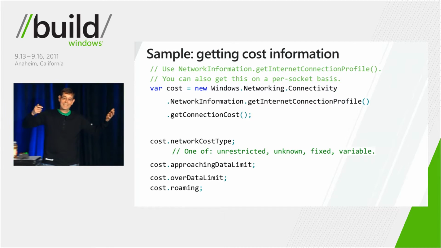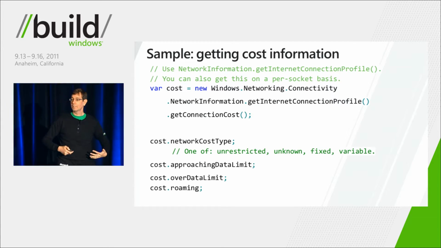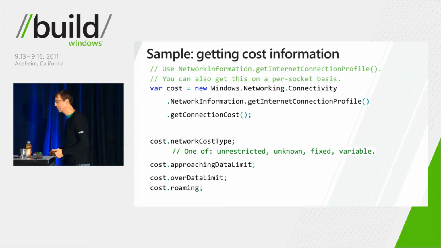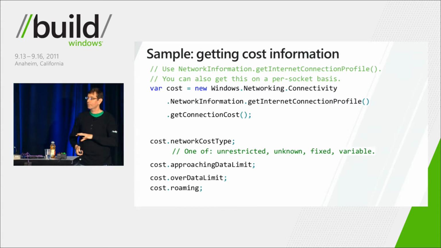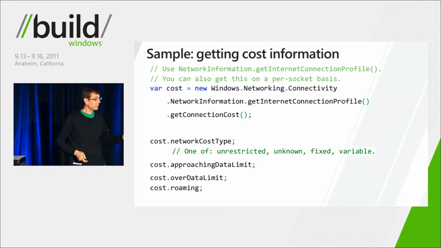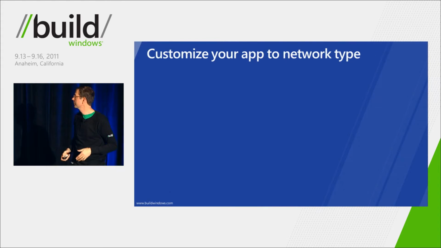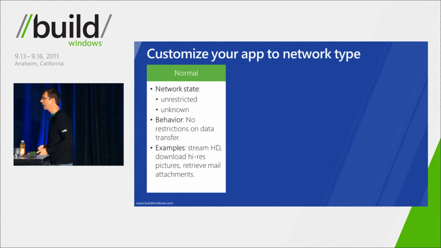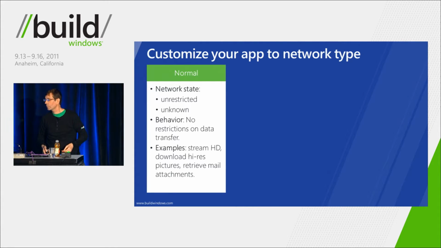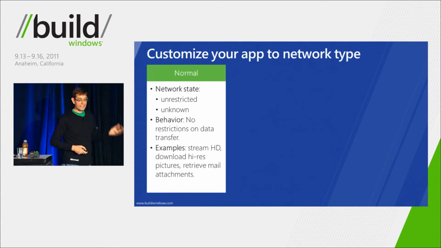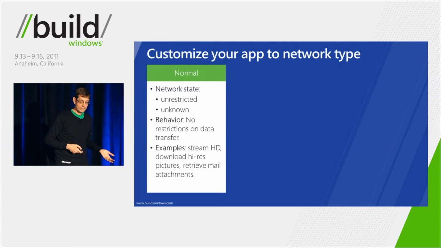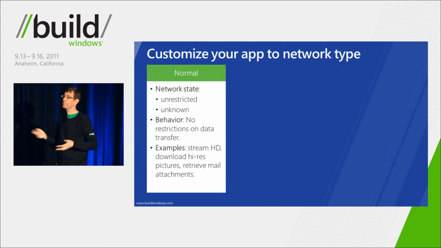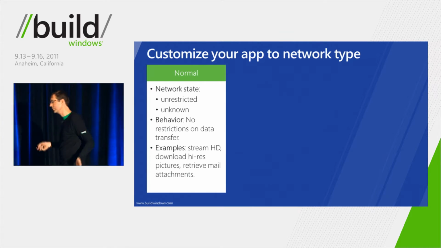All right, so this is raw data. But we need to make a decision about what to do with this raw data. In my sample app, I made some choices, and let me share with you the choices that I made. When I customized my app to the network type, I split it into 3 networking states, and one was normal. I said if the network state is unrestricted or unknown, then the behavior should be that there's no restrictions on the transfer of data. I could just make up a socket, and I could send the high-resolution images.